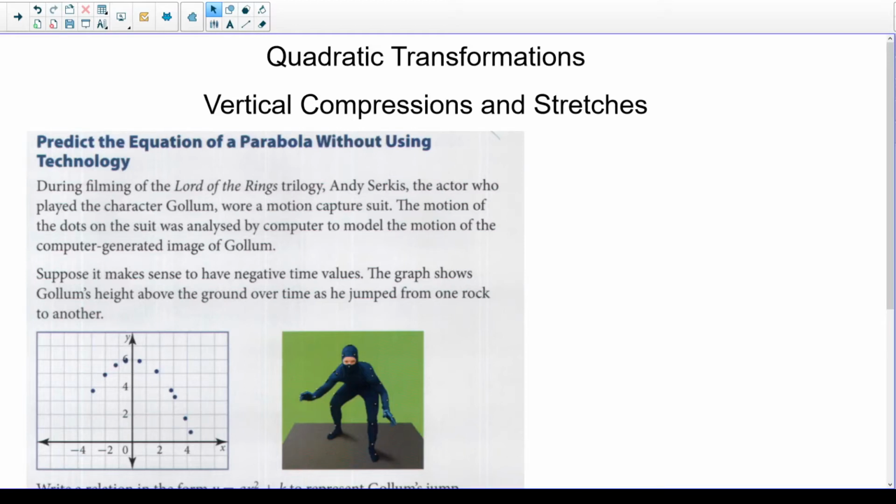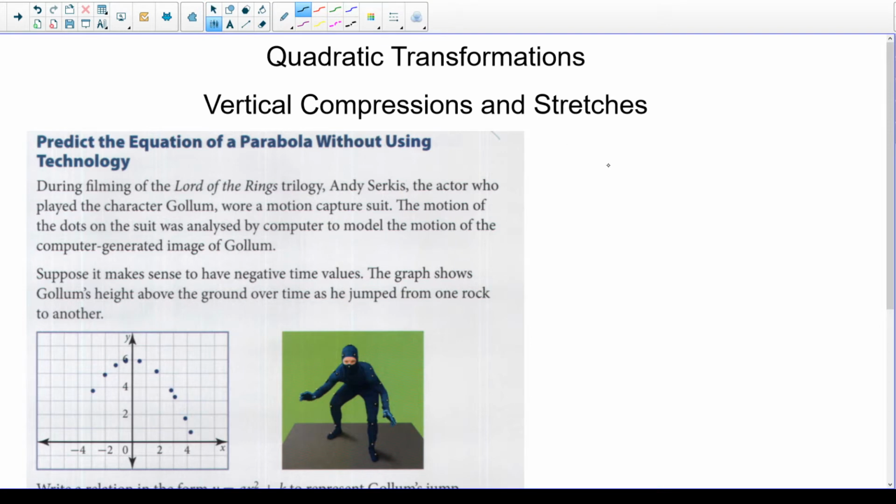Hello everyone. Today we're going to continue the lesson from the other day on quadratic transformations. And today we're going to be looking at vertical compressions and stretches. So just to remind you of what equation we're looking at.